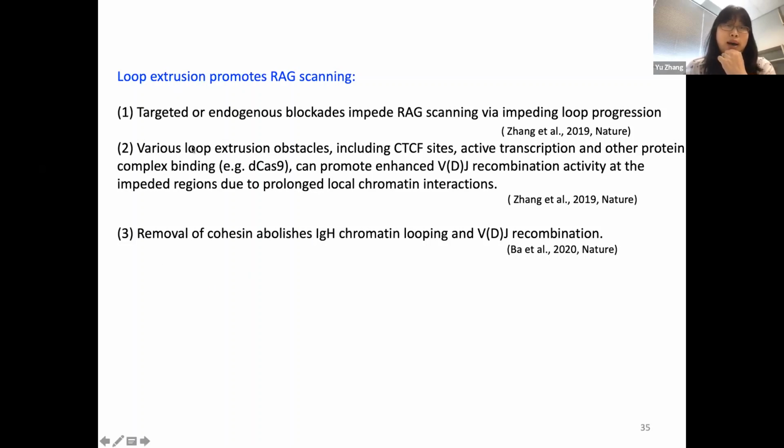And also, a paper later on provided further evidence of this model, because it showed that removal of cohesin abolished IgH chromatin looping and the mediated recombination.